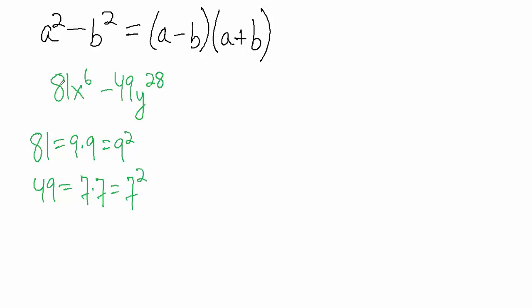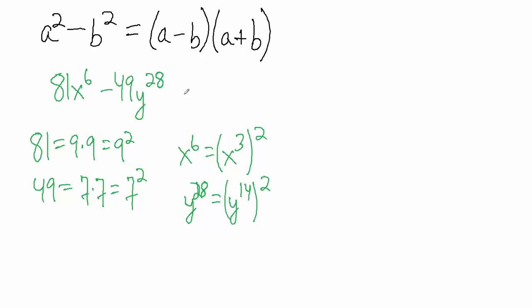Now what about the variables here? So x to the 6th, well, we know 6 is 3 times 2, so x to the 6th is going to be x cubed squared. And y to the 28th, well, 28 we know is 14 times 2, so y to the 28th is going to be y to the 14th squared.